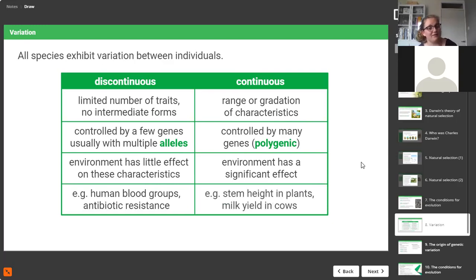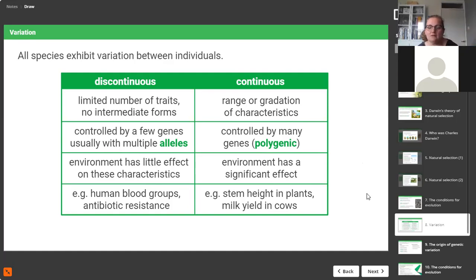So discontinuous, some other examples are things like human blood groups. They're controlled by a few genes. We have a limited number of these traits. The environment has very little effect on them. And again, antibiotic resistance. Opposite, for continuous, we would have stem height in plants. You know that the environment has a huge significant effect on that. The better the conditions, so the optimum levels of sunlight, water, oxygen, carbon dioxide, nutrients in the soil, moisture levels, going to help the plant to grow.